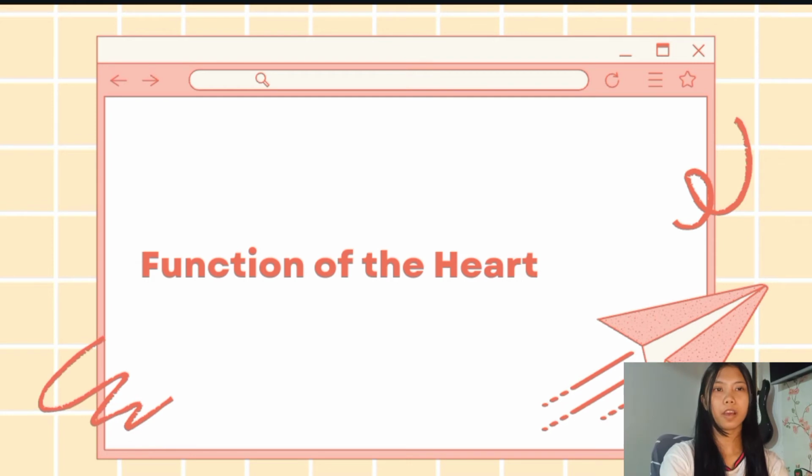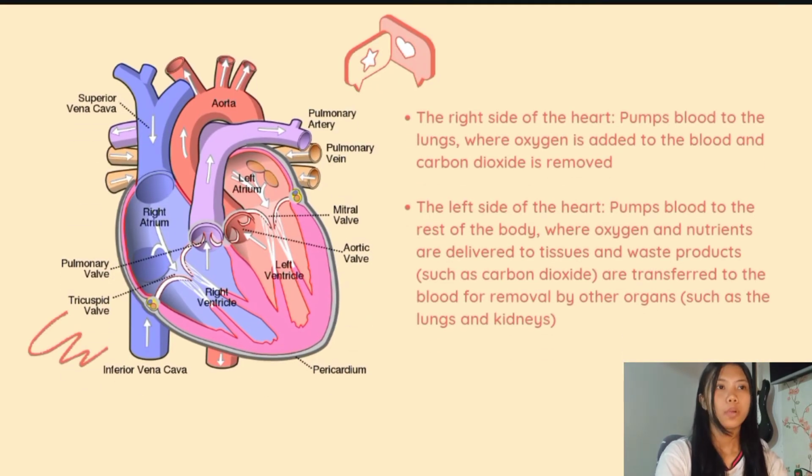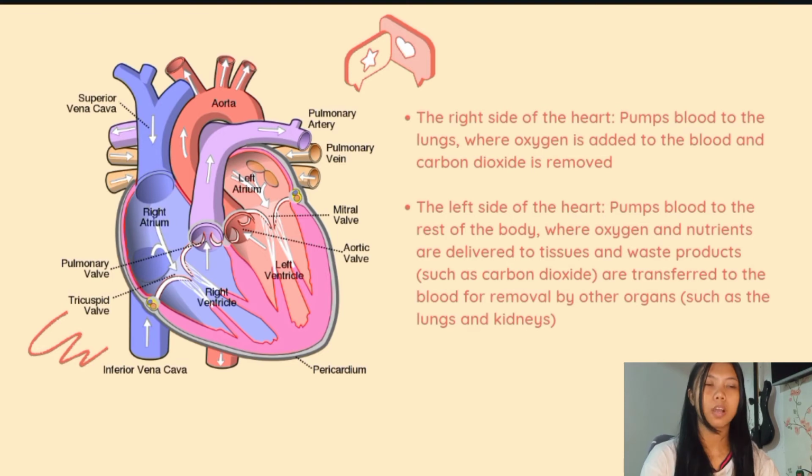The function of the heart. The right side of the heart pumps blood to the lungs, where oxygen is added to the blood and carbon dioxide is removed. The left side of the heart pumps blood to the rest of the body, where oxygen and nutrients are delivered to tissues, and waste products, such as carbon dioxide, are transferred to the blood for removal by other organs, such as the lungs and the kidneys.